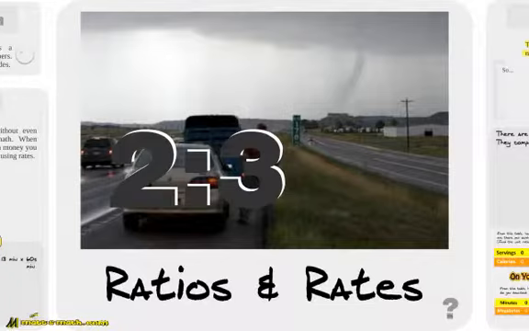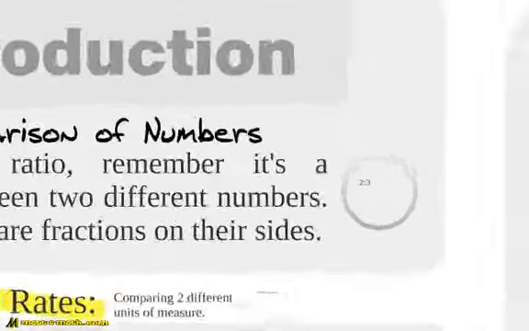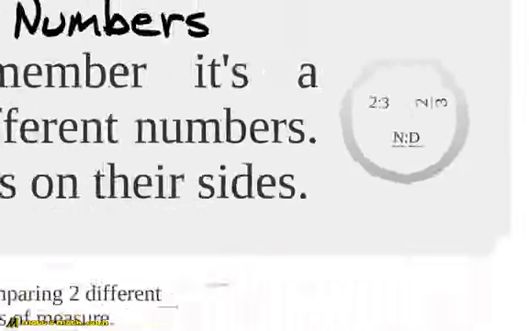We're going to be talking about that today, looking at specific rates and ratios. All right, well, looking at ratios, it's a comparison of numbers. Remember, it's just a comparison between two different numbers. Simply put, the fractions on their side. So if we look at this, 2 to 3, 2 colon 3, the numerator's on the left side, the denominator's on the right, and it's a comparison of two different numbers. So if you ever want to turn a fraction into a ratio, that's how you do it.